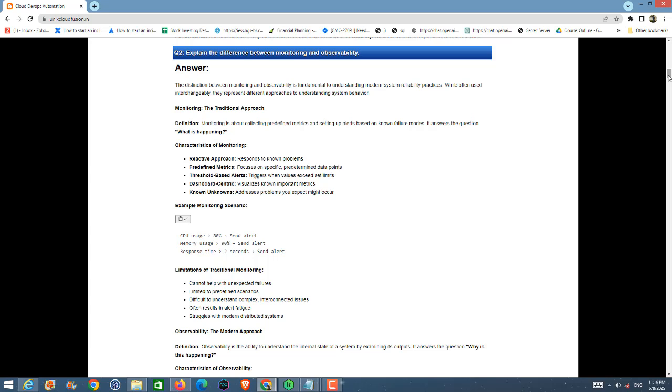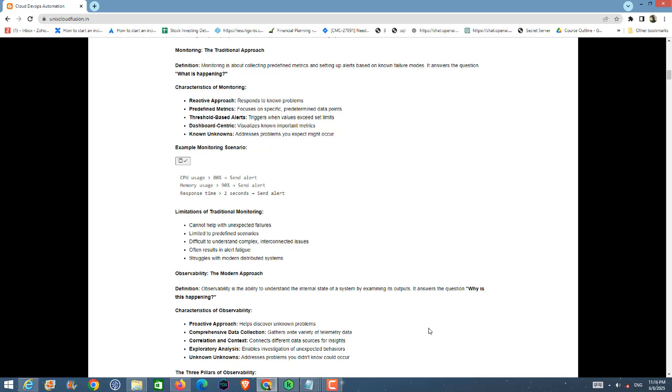Now, there are various limitations with traditional monitoring. That is, it cannot help with unexpected failures, okay? It's limited to your predetermined scenarios. That is, if I know that there can be a CPU failure, then I am actually dealing with it. I need to know that CPU failures occur and I'm monitoring it. So what happens if something other than the CPU starts failing, which I might not be that aware of? I need to have some ways to gather the metrics, and this is where Prometheus actually excels, and it overcomes these limitations. And traditional monitoring is also difficult when it comes to understanding complex and interconnected issues.